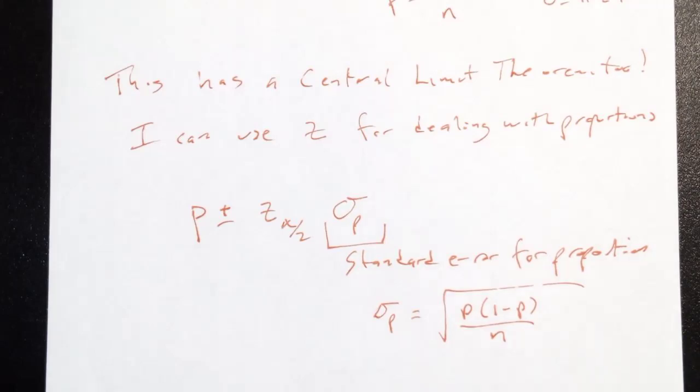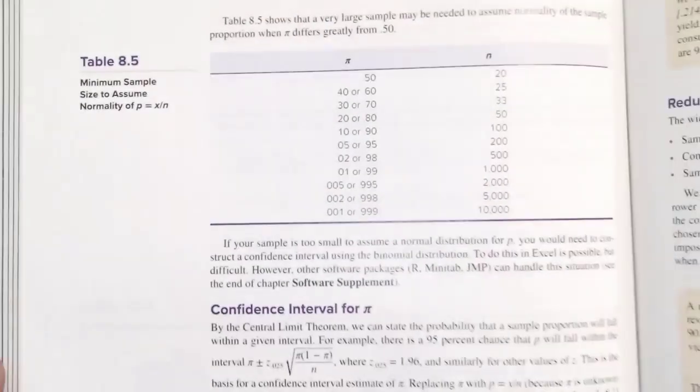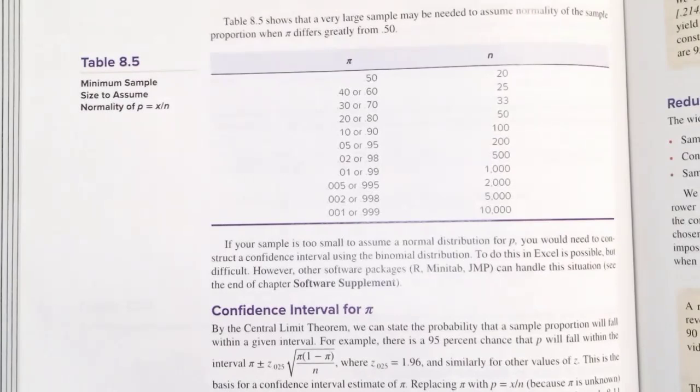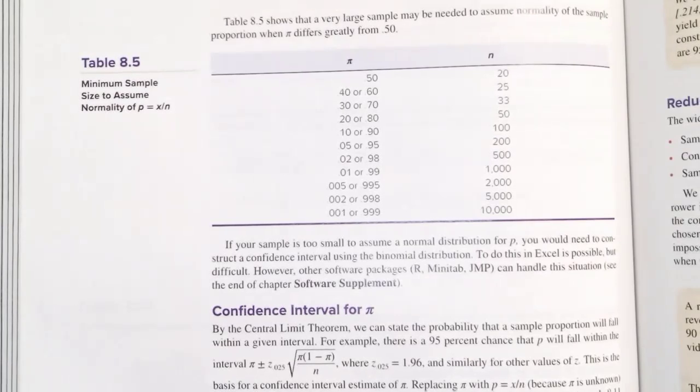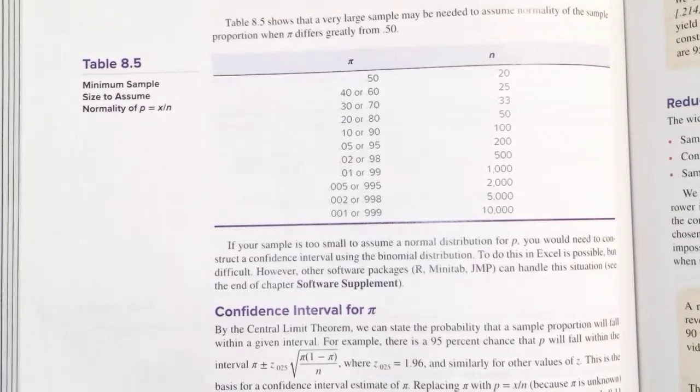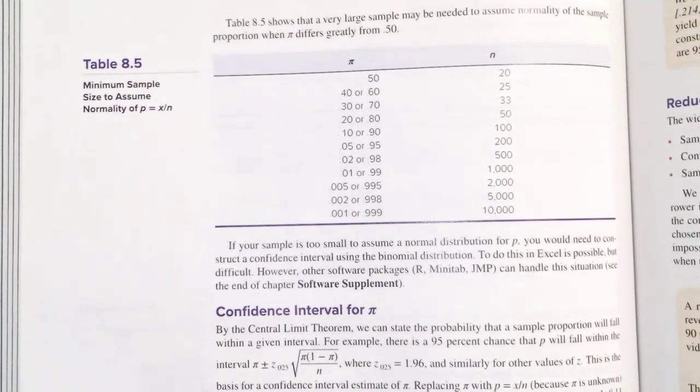On page 294, there's a table 8.5, which tells me about a minimum sample size, because I'm making the claim that as n gets larger, we get towards a normal distribution. That's what our central limit theorem tells us. Our central limit theorem tells us things get closer and closer to normal.